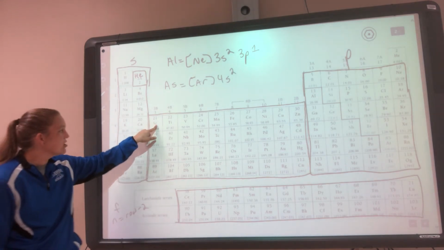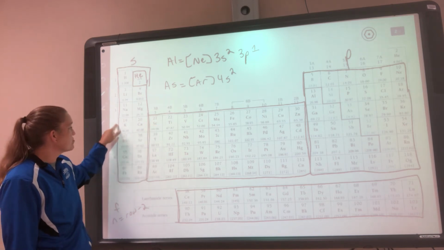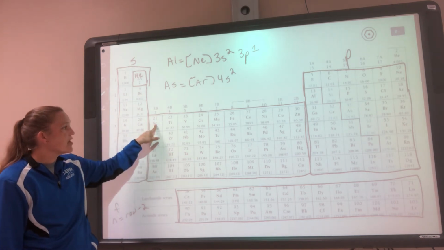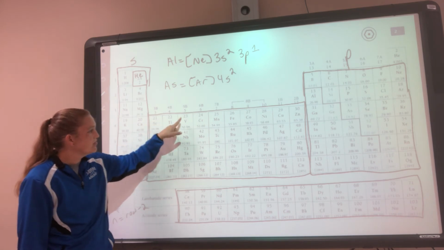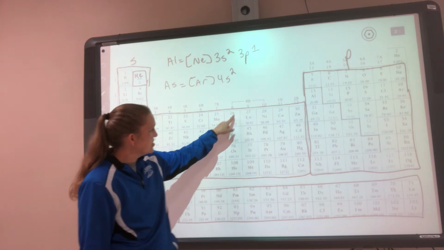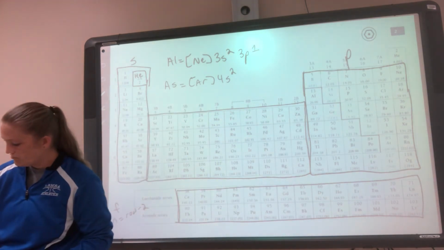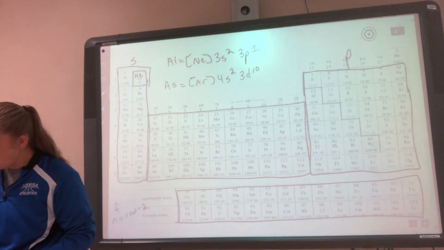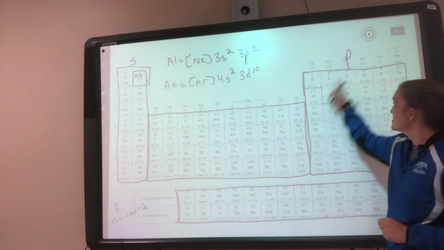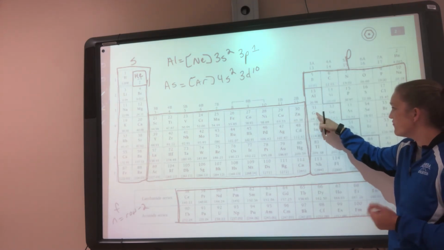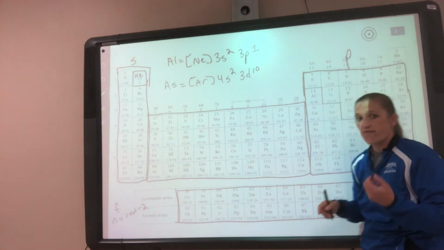Then I come here, number 21, Sc, and so it's a d orbital. Remember, it's the row minus 1. So if this is a 4, this is a 3d. So 3d, 1, 2, 3, 4, 5, 6, 7, 8, 9, 10. 3d10. Now I'm all the way over here. We're at number 31, and this is P, so it's just the row. So this is a 4. This is 4p, and I go 1, 2, and 3. So 4p3.